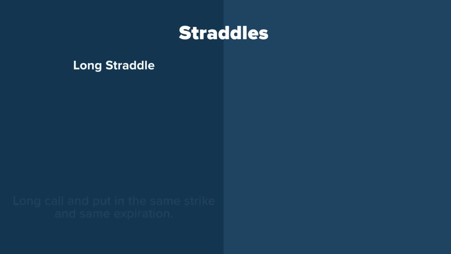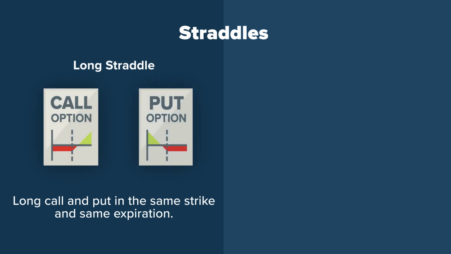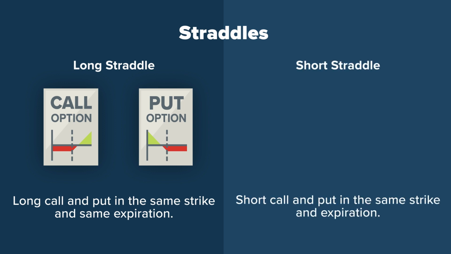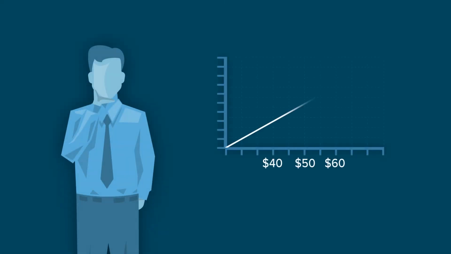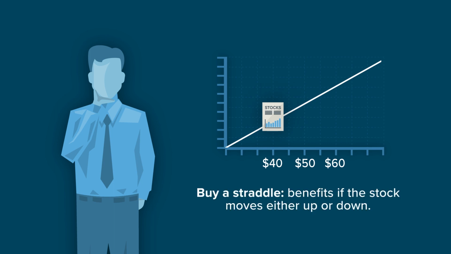A long straddle position is a long call and put in the same strike and same expiration. Conversely, a short straddle is a short call and put in the same strike and expiration. A trader may speculate that the price of ABC stock will move due to an upcoming event such as earnings, but be unsure of whether the stock will rise or fall.